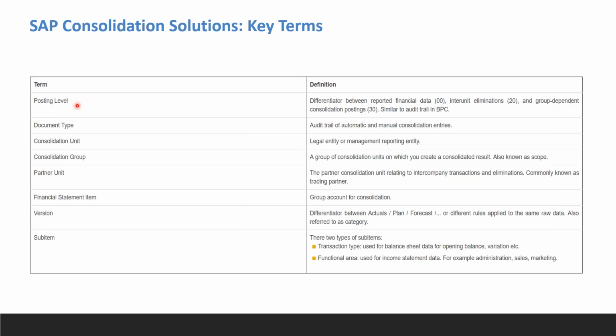Either you can make it one to one, but as per the standard, SAP says to use the standard FS items only. You can create your own FS items, but use the existing FS items, because they have already done the mapping and everything. So we are going to use the standard FS items only.